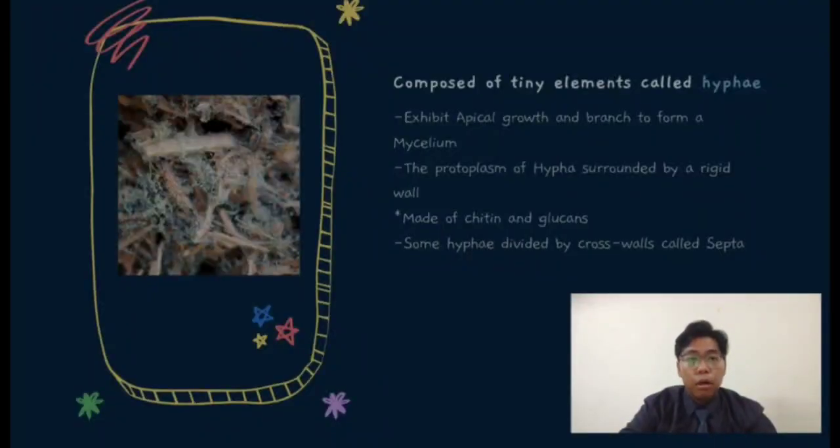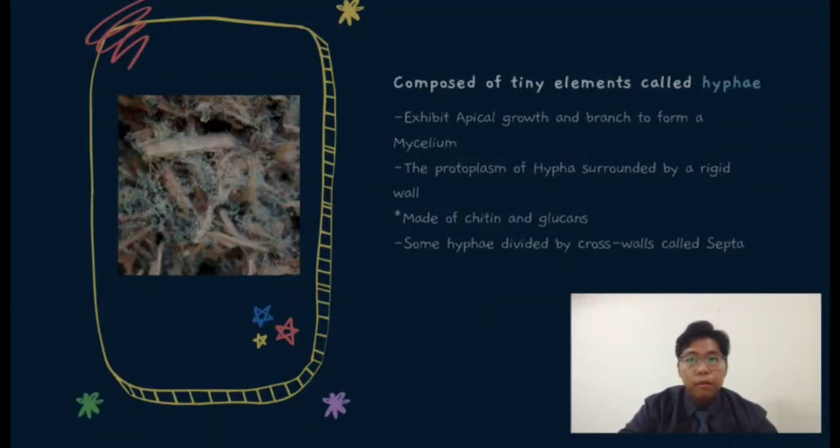The last characteristic of fungi is that the body of a fungus is composed of tiny filaments called hyphae. Essentially, hyphae, or in the singular, hypha, are the long tubular branching structures produced by fungi. However, they can also be found in a number of other organisms such as oomycetes. Hyphae in fungi vary in structure and their functions can differ from one species to another. Hyphae exhibit apical growth and branch to form a network of hyphae called a mycelium, or in the plural, mycelia.